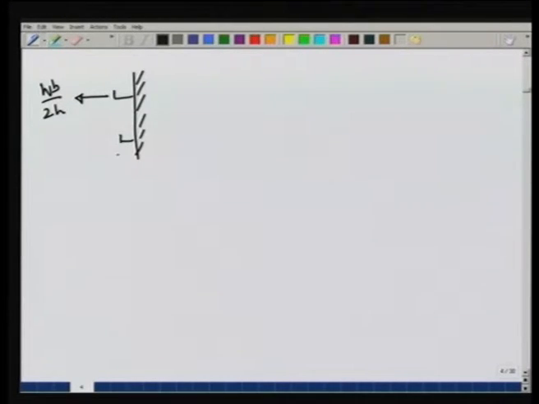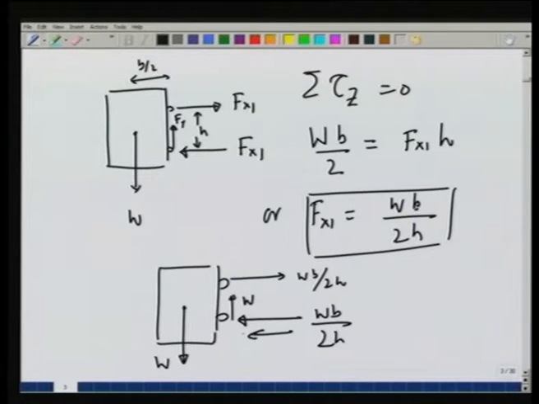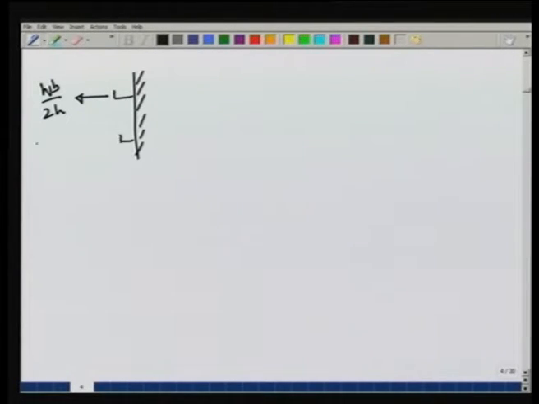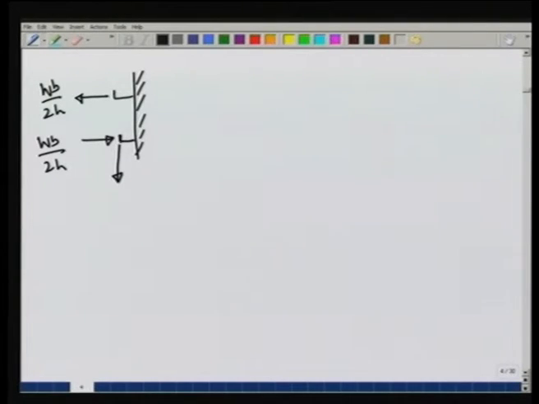Similarly, on the lower support, the gate is being pushed this way. So, therefore, there will be a force pushing the support in with a force W b over 2 h. On the lower support, there are more forces. The lower support is providing a vertical force W to the gate, and therefore, there must be a force W pulling it down. Now, we are ready to calculate forces and moments generated on both the supports inside the wall.